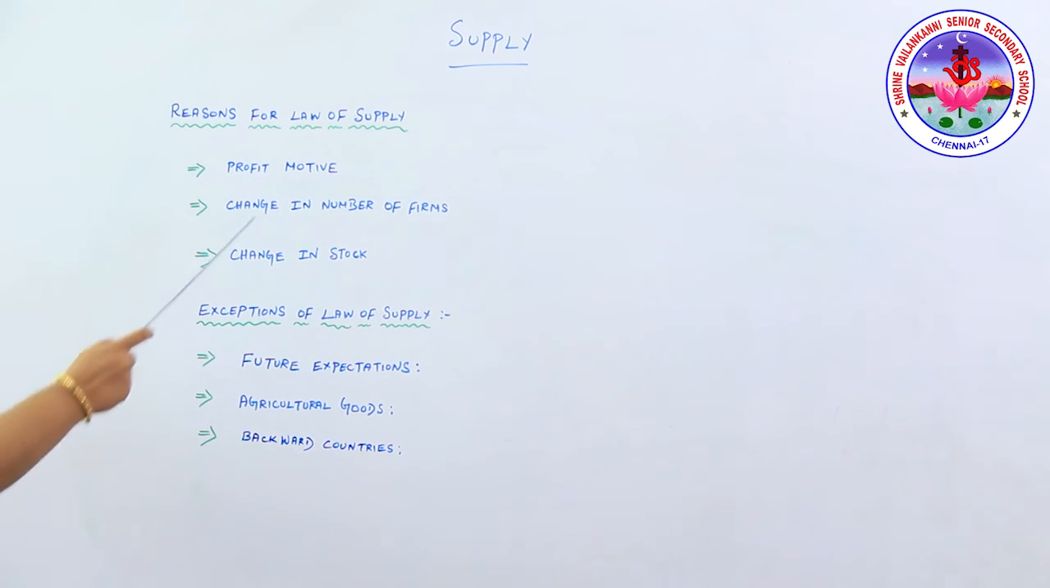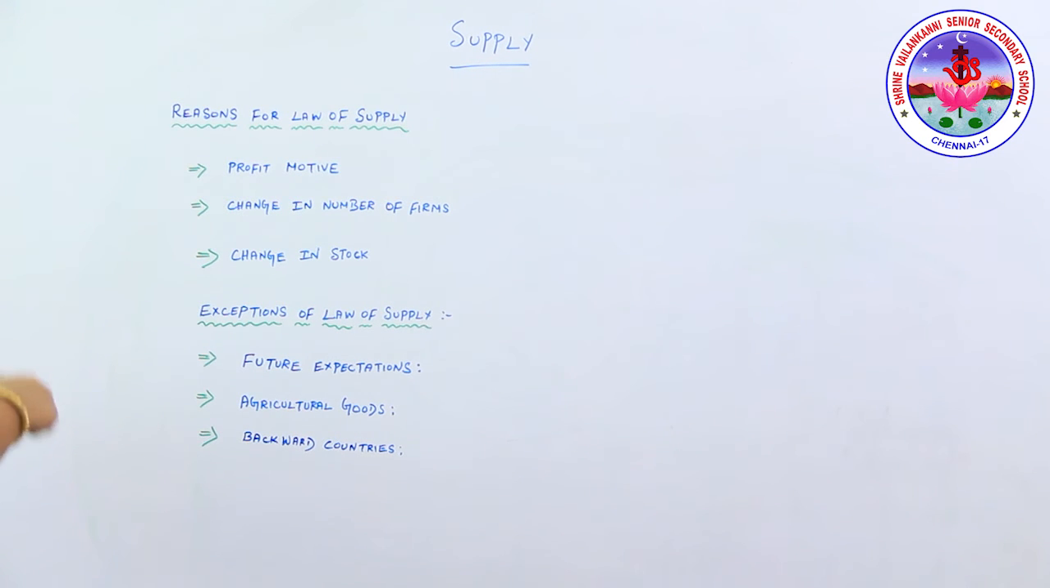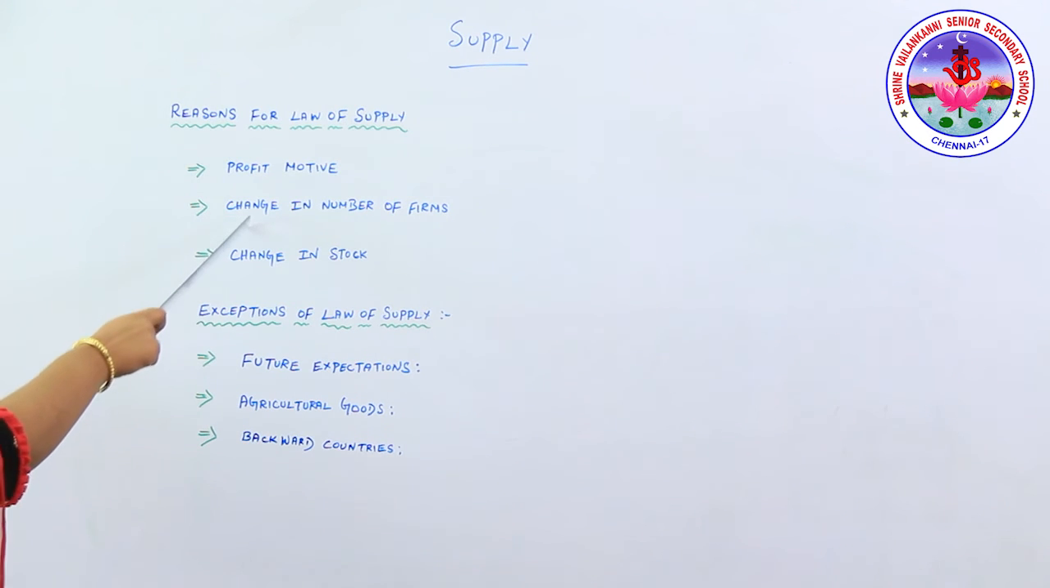Now, move on to the second one, change in number of firms. A rise in price will encourage new firms to enter into the market. So what will happen to the supply? The supply will expand. Now, a fall in the price, what will happen? It may force some firms to leave the industry and supply will fall.